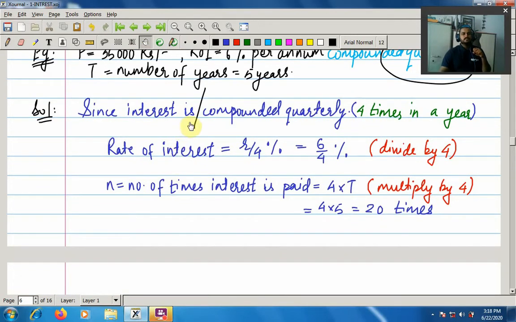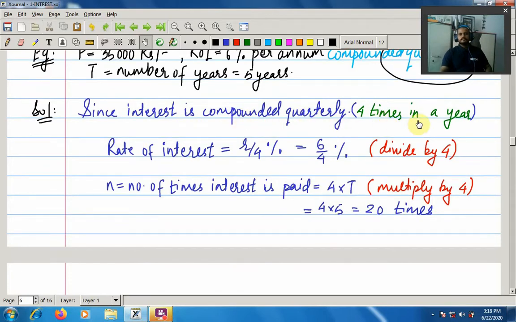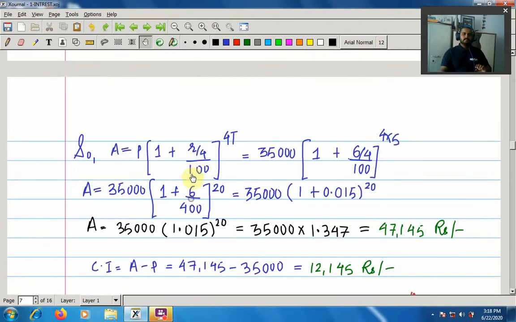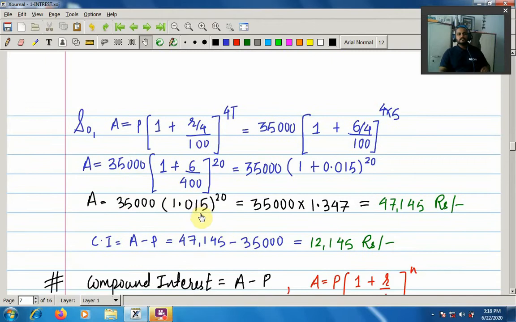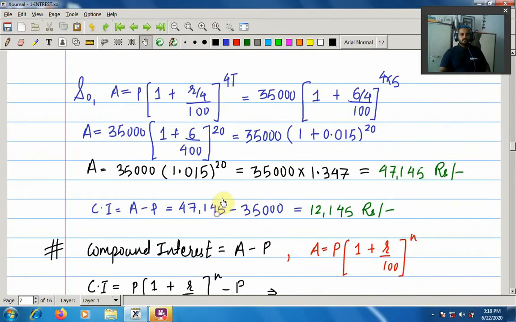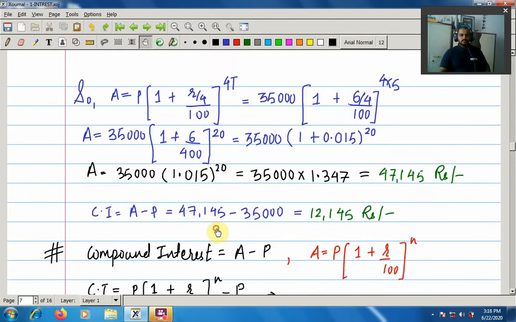Since the interest is compounded quarterly, so 4 times in a year. So every year I am receiving interest 4 times. Rate of interest, you have to divide it by 4. 6 divided by 4. Number of times I am receiving interest is 4 times number of years, 20 times. This is the calculation. Please have a look. You can pause the video to see the calculation.